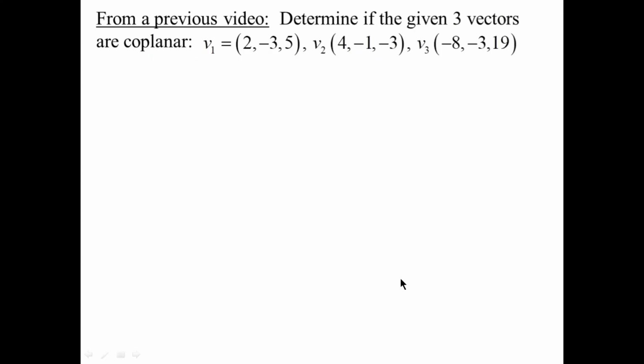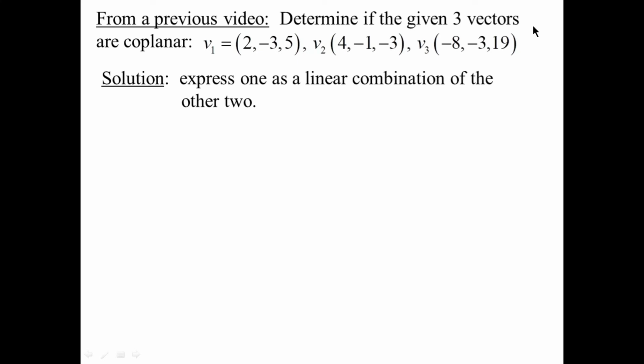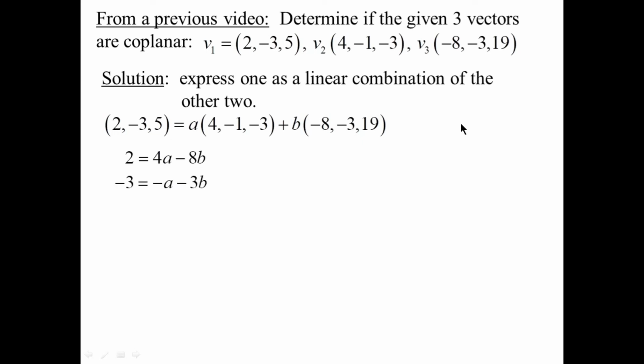From a previous video, we did something else. We determined if the given three vectors are coplanar. So we were given three vectors, and the question was, are these vectors coplanar? And our solution was to express one as a linear combination of the other two. So we said that this vector v1, (2, -3, 5), was a linear combination of the other two. And when we multiply these out, we had three equations in two unknowns. So in this case, we don't have an extra variable for a parameter. What we have is an extra equation.